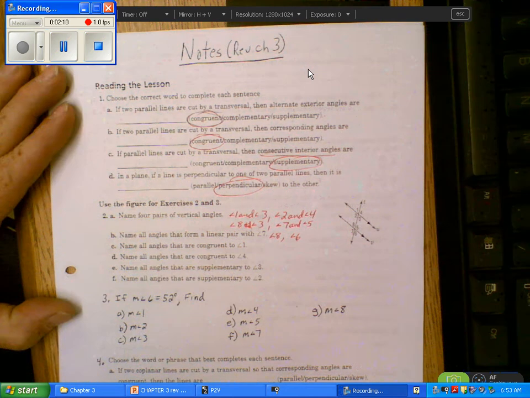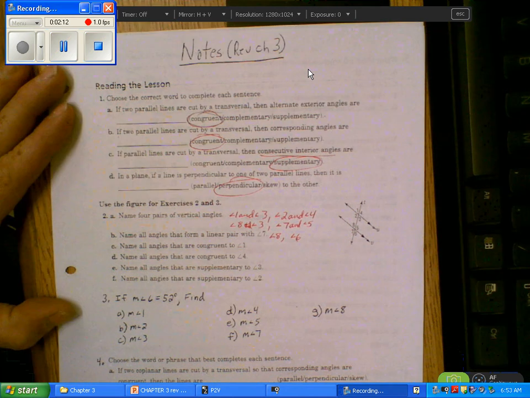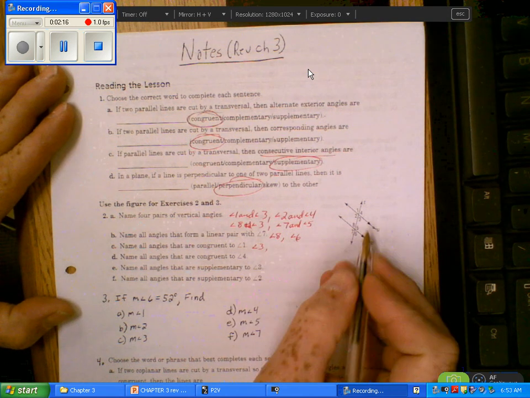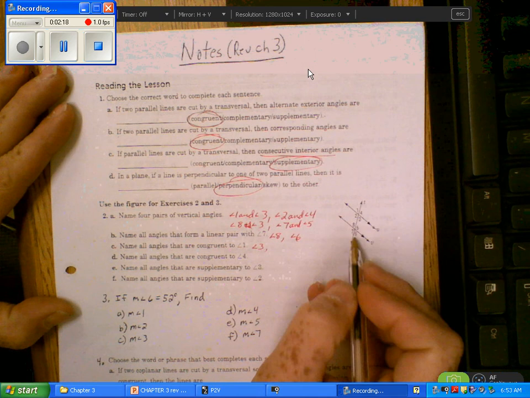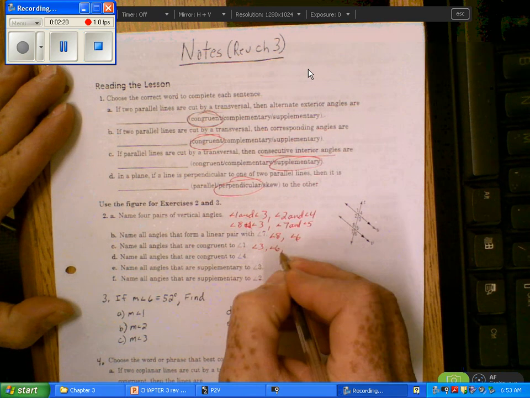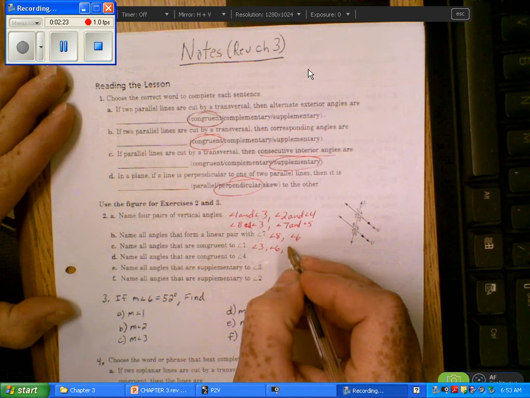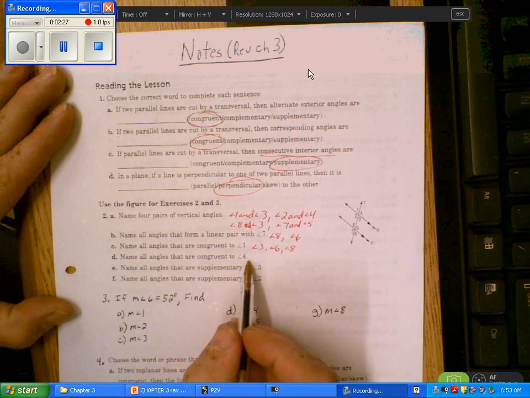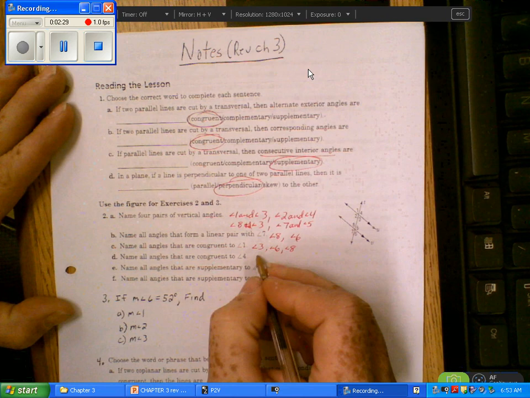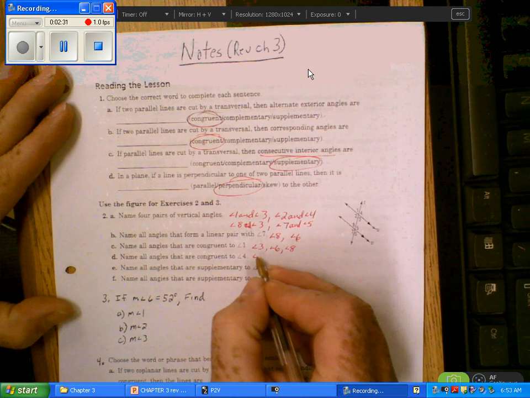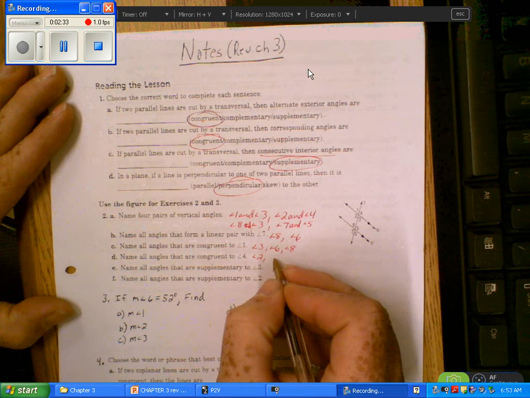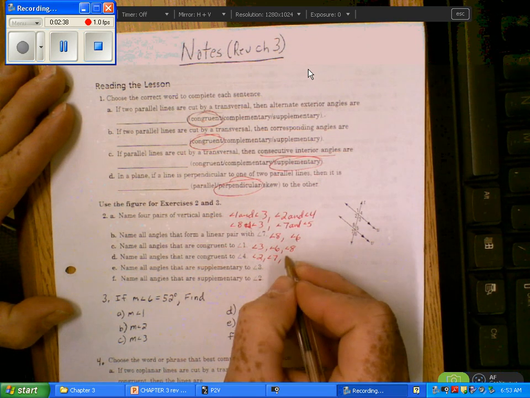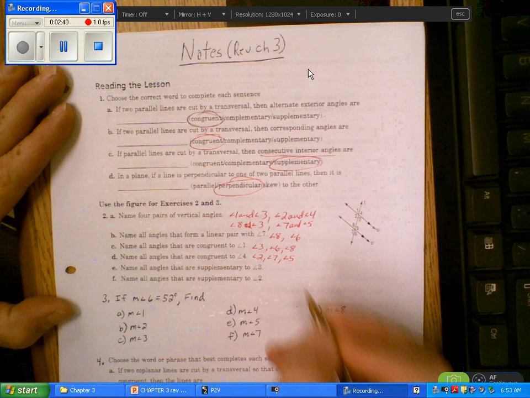Name all angles that are congruent to angle 1. Angle 3, because they're vertical. Angle 1 and angle 6 are alternate exterior angles. And then 1 and 8 are corresponding angles, and that's all of them. Name all angles that are congruent to angle 4. Angle 4 is congruent to angle 2 because they're vertical. Angle 4 and angle 7 are alternate exterior angles. And angle 4 and angle 5 are corresponding angles, so they have to be congruent.